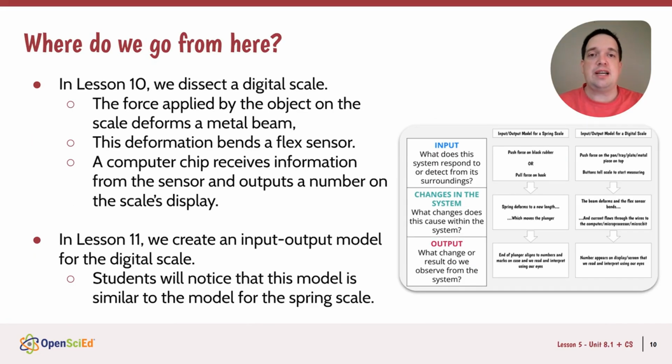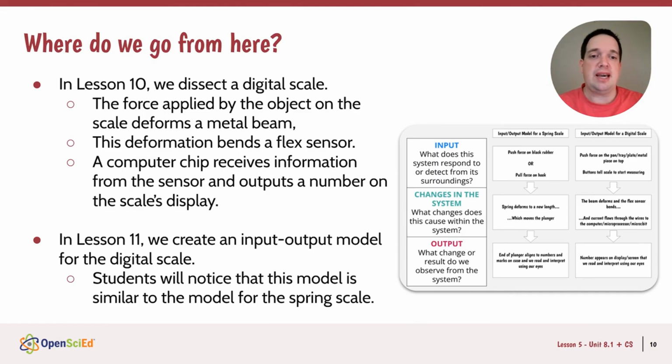In fact, if we take a look at the future lessons here, in lesson 10, we're going to dissect a digital scale, which effectively works the same way, even though it looks very different. The force applied by the object that you put on the scale deforms a metal beam inside instead of a spring. That metal beam is attached to a device called a flex sensor, which is just a fancy piece of equipment that can measure how much something bends. That flex sensor sends information to a microchip that eventually outputs a number on the scale's display. So in lesson 10, they dissect that.